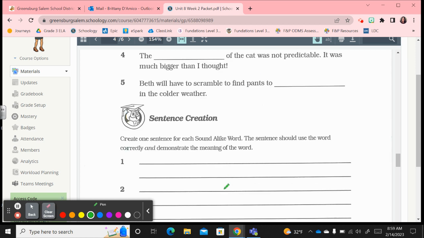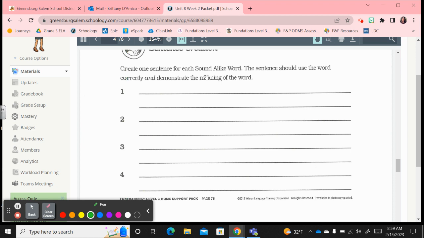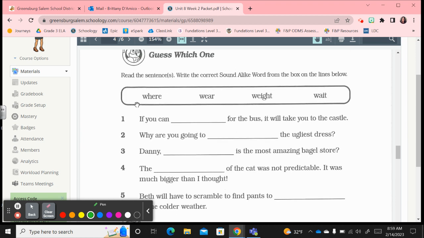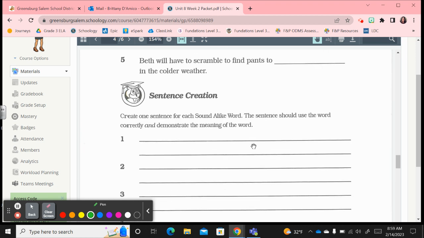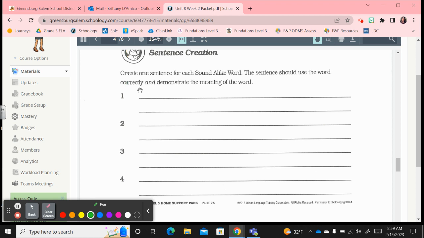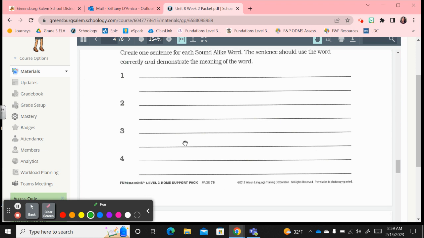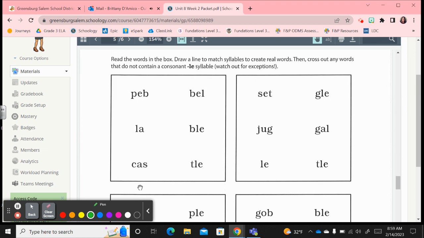Okay, and then if you go down, it's again create one sentence for each sound alike word up in this box here. Okay, the sentence should use the word correctly and demonstrate the meaning of the word. Check for capitalization and punctuation on each of those, please.